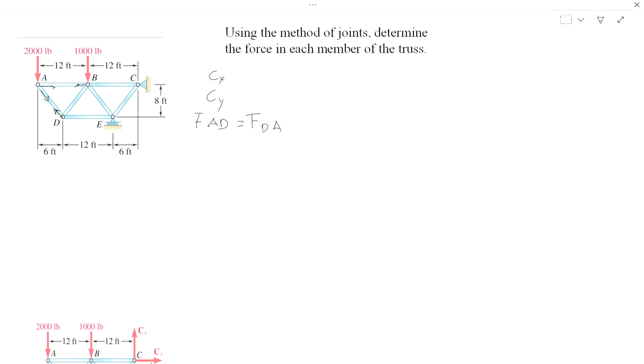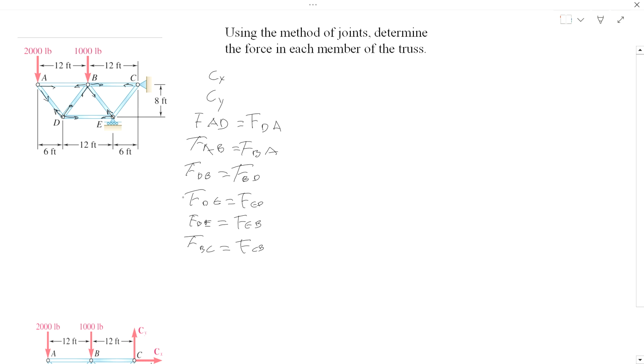The force from A to B, which is the same as the force from B to A. The force from D to B, which is the same as the force from B to D. The force from D to E, which is the same as the force from E to D. B to E, force B to E, which is the same as E to B. B to C, force B to C, which is the same as force C to B. And lastly, E to C, which is the same as C to E.